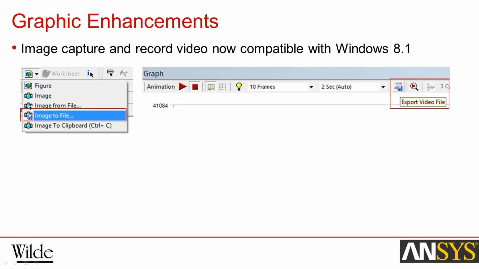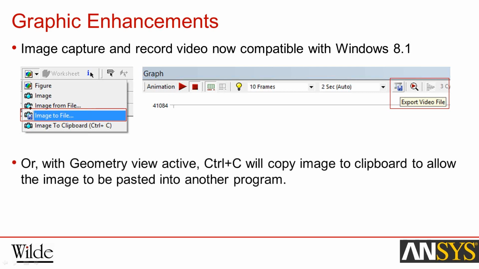For any of you fortunate enough to have a Windows 8 version installed on your machine, you'll be pleased to hear that the image capture and record video options are now compatible with that release of Windows. We also have the new option of, when in the geometry branch, we can simply press Ctrl and C to copy the current image to the clipboard.